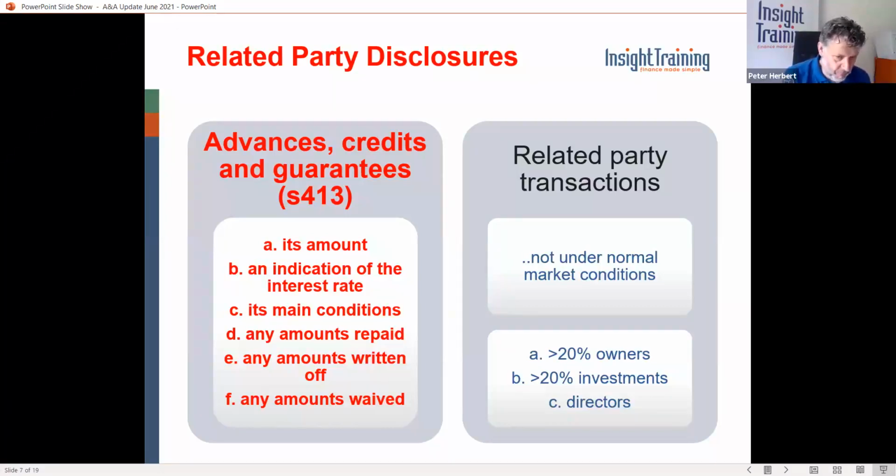disclosures. And again, you've got a summary on the left there of the fundamental requirements in relation to advances. So information about the amount, indication of the interest rate, main conditions, amounts repaid, amounts written off, and amounts waived. And of course, this will be a requirement for any company, large, medium, small, or micro.